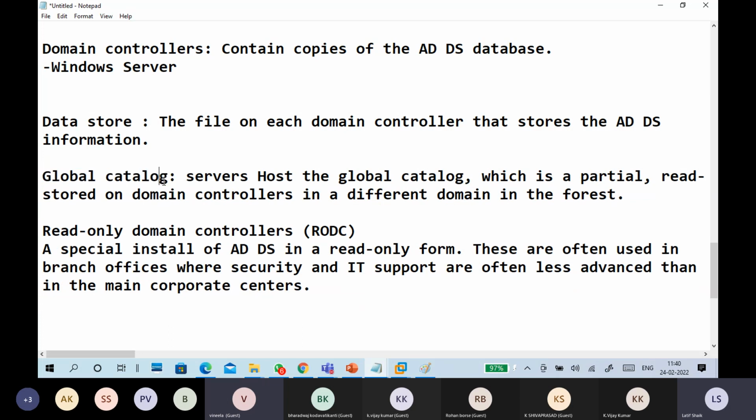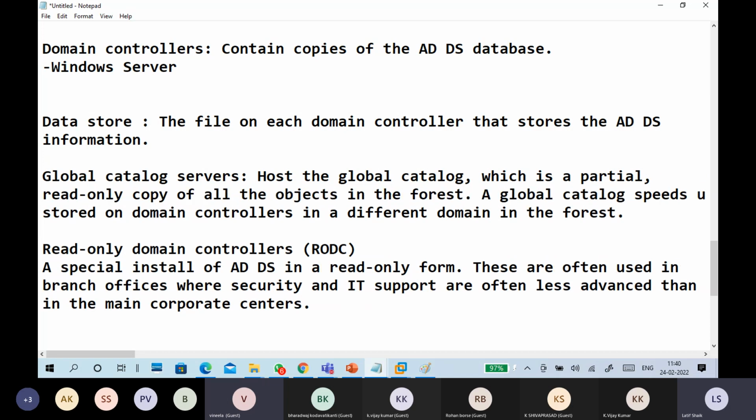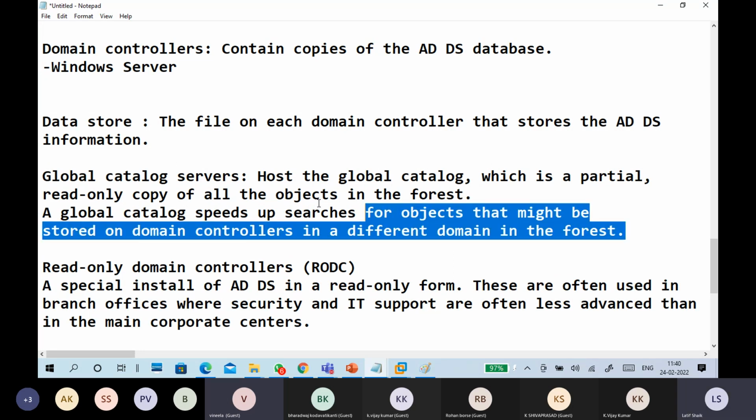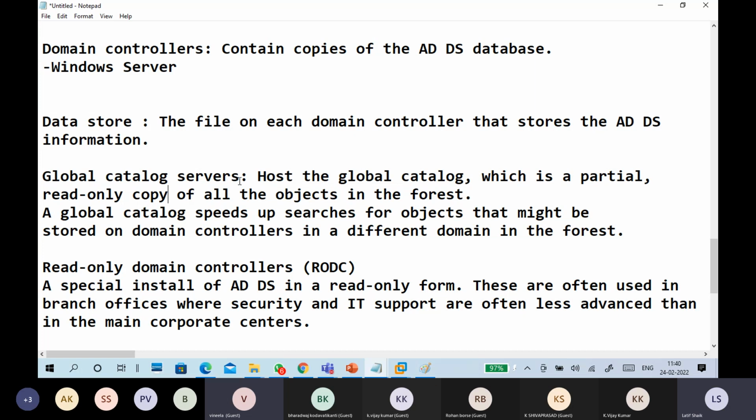Next one is the global catalog server. What is this global catalog server? It is a partial, read-only copy of all objects in the forest. A global catalog speeds up searches for objects that might be stored in domain controllers in the different domains in the forest. Guys, again, what is a global catalog server?